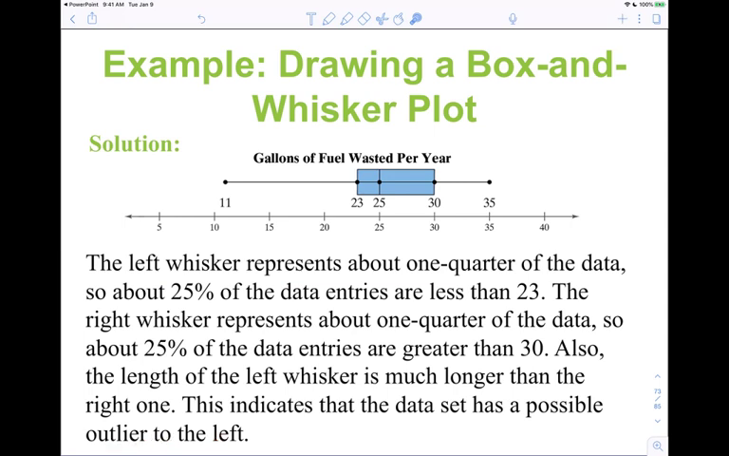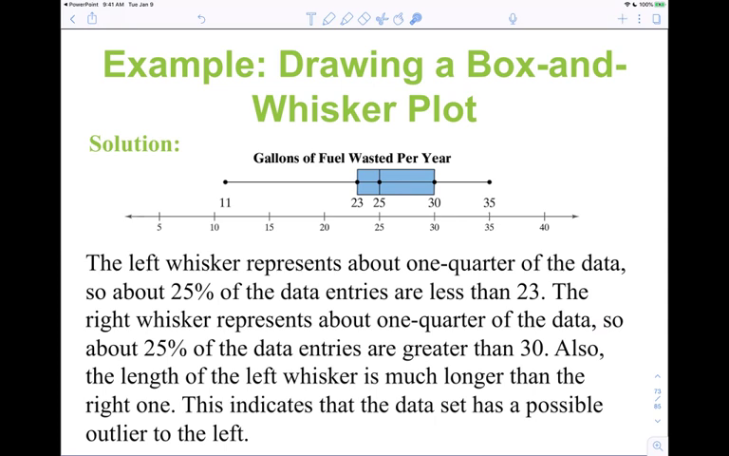Now we could confirm it if we did the whole 1.5 calculation. If we said Q1 minus 1.5 times IQR, and see if there are any. Yeah, there's the 11, right? So again, because the whisker to the left was much longer than the whisker to the right, there's a possible outlier over here. It just kind of says, hey, you might want to look there for an outlier.